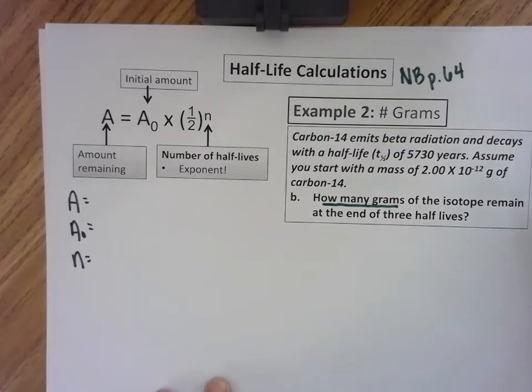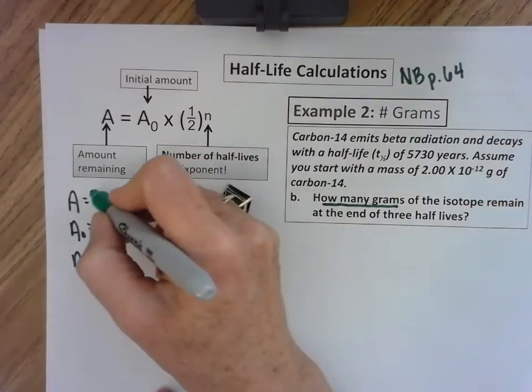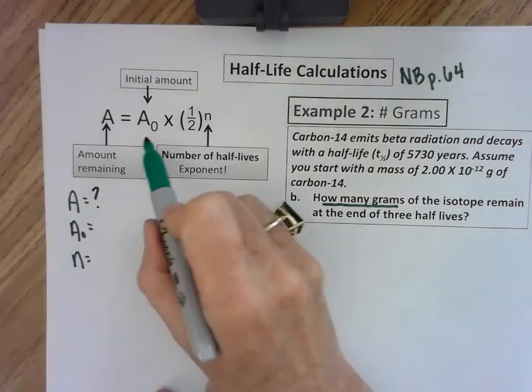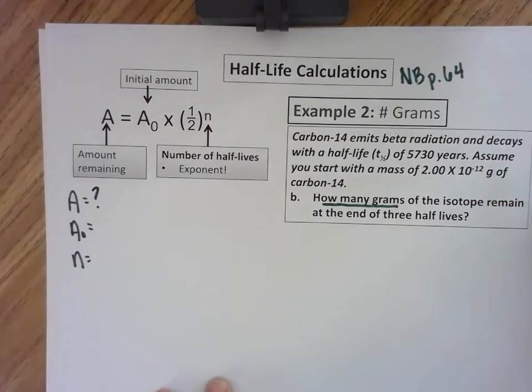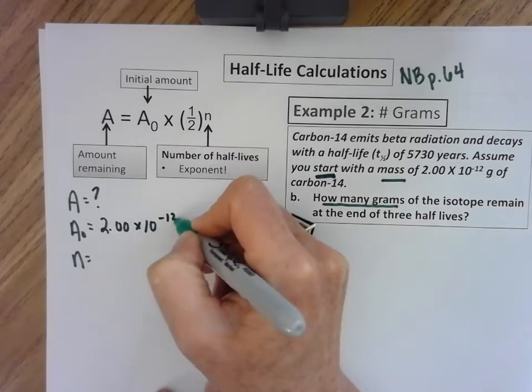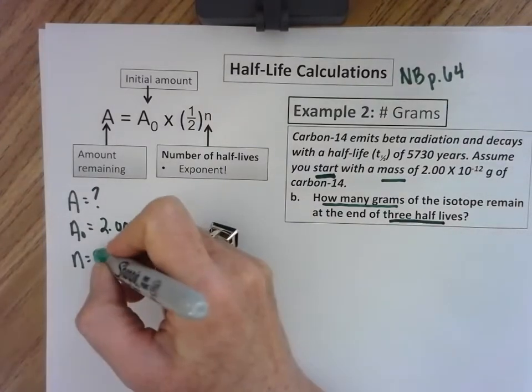So A is the amount remaining, and the question says how many grams of the isotope remain. Therefore, that is the question. I'm going to put a question mark in. A0 is the initial amount. Back here in the information it says assume you start with a mass of, so start and initial are the same. So 2.00 times 10 to the negative 12 grams of carbon-14. This particular question tells us 3 half-lives, so n equals 3.